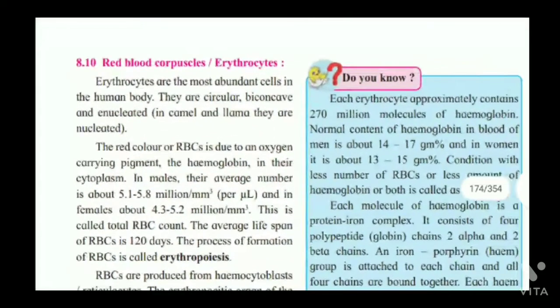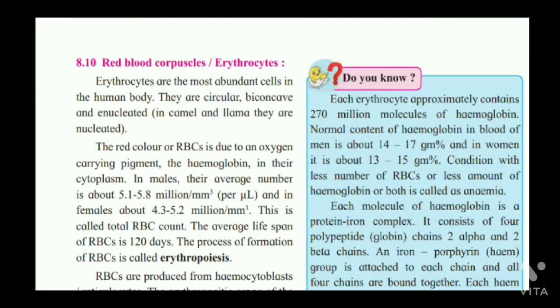Then we come to red blood corpuscles, that is erythrocytes. Erythrocytes are the most abundant cells in the human body. They are circular, biconcave and enucleated. In camel and llama, they are nucleated. The red color of RBCs is due to an oxygen carrying pigment, the hemoglobin, in their cytoplasm. In males, their average number is about 5.1 to 5.8 million per microliter, and in females about 4.3 to 5.2 million per microliter. This is called total RBC count.